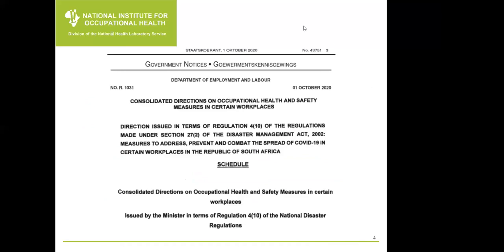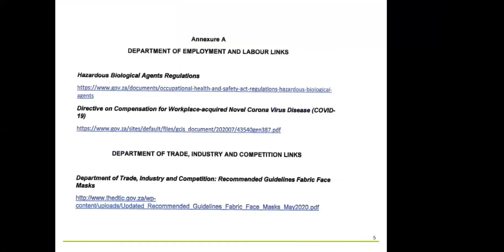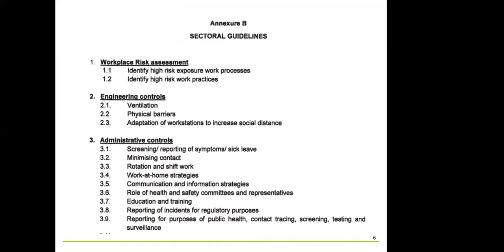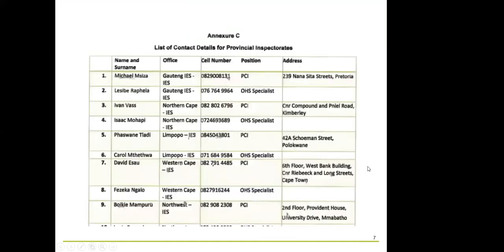The consolidated directions, just to remind you what it looked like, because this was published already in October, so all of us must make sure we've got this handy next to us the whole time. And what I just want to emphasize here is the amount of information that's available in this specific document. On the annexures, you've got a lot of links to websites under Annexure A. You've got Annexure B that gives you the sectoral guidelines of the information, as I mentioned, that must be included in any sectoral guideline. And it also gives you the list of contact details for provincial inspectorates. That is also referred to in the document.